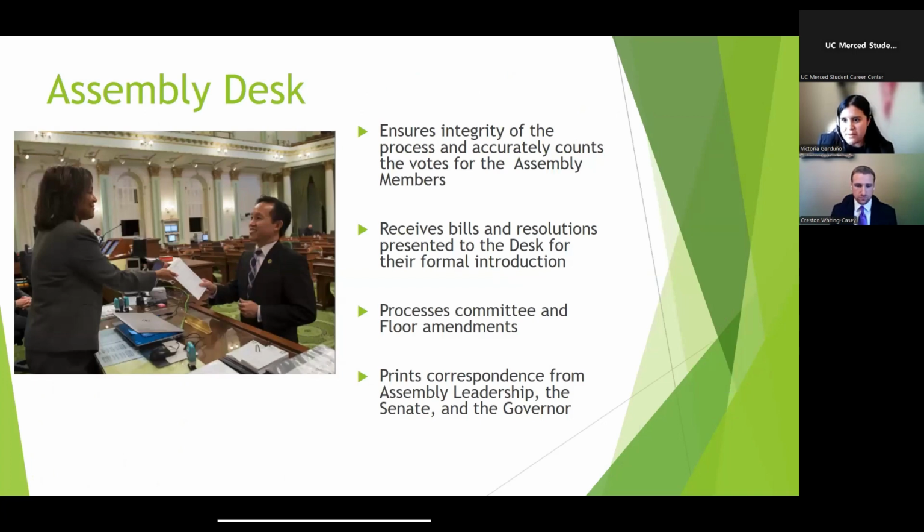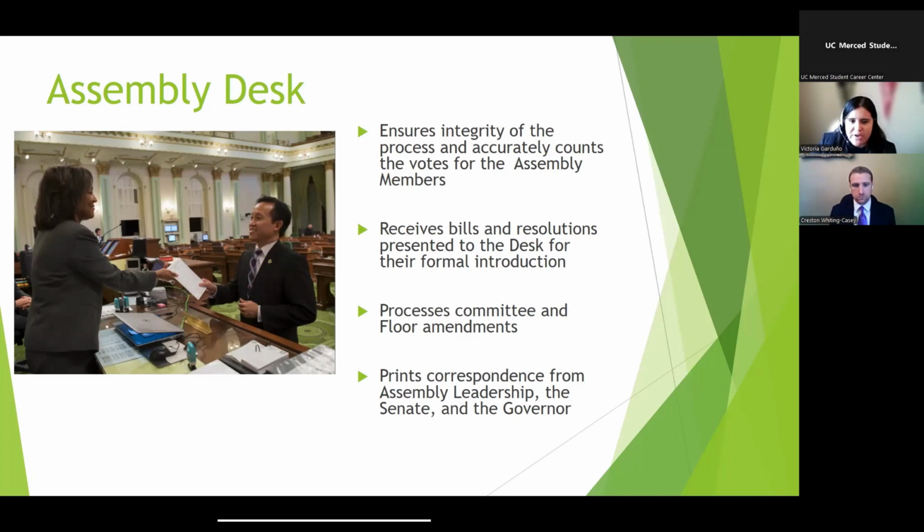So more about the assembly desk. We ensure the integrity of the process and accurately count the votes for the assembly members. We also receive bills and resolutions presented to the desk for their formal introduction. So that's kind of what you're seeing in this picture. Here we have a former assembly member, and he is introducing a bill to our chief clerk. So if you are a part of our internship program, you could very much be sitting at the desk helping with the bill intros. We also process committee and floor amendments.